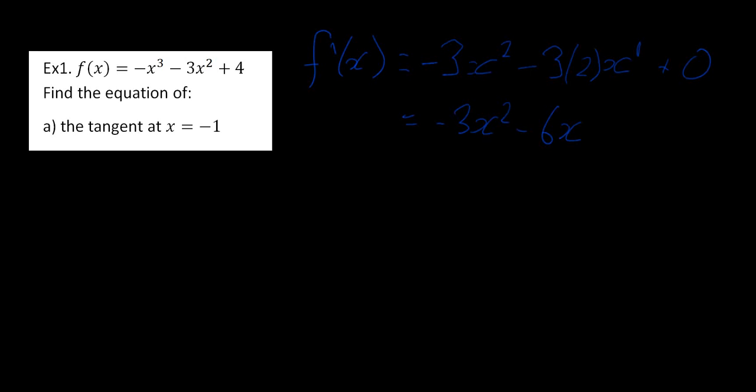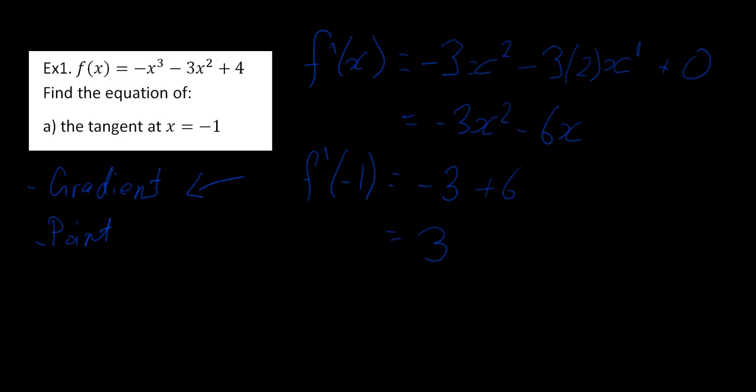We want to find the equation of the tangent at x equals -1, so you need both the gradient and the coordinates of that point. These are the two things we need. We're going to work with the gradient first. We say f dash where x is equal to -1. Plugging this in, we end up with -3 times (-1) squared, which is -3, minus 6 times -1, so we have plus 6. This is equal to 3.